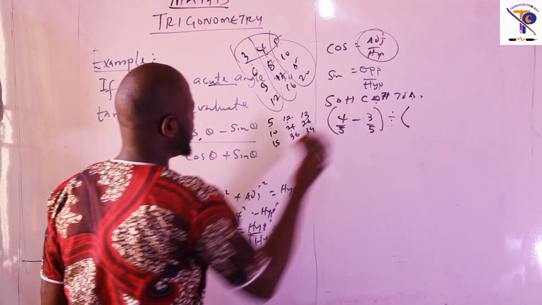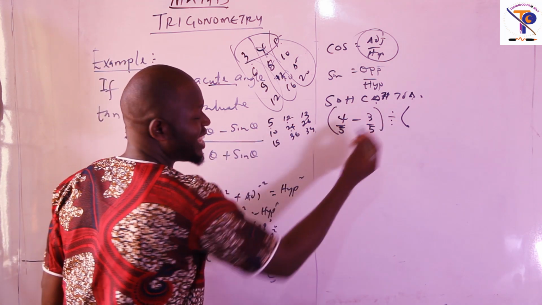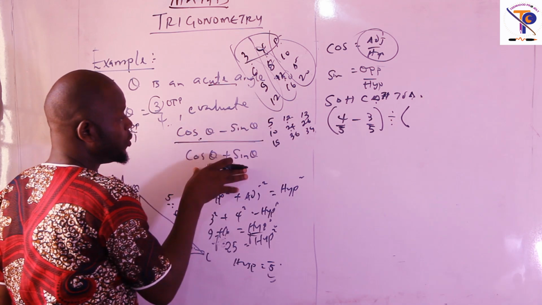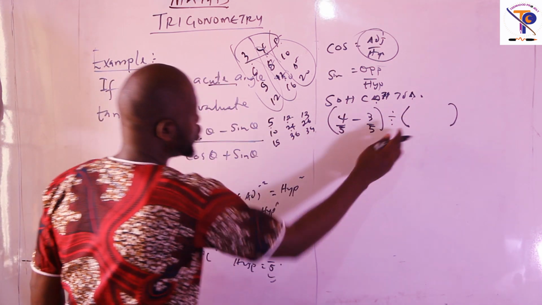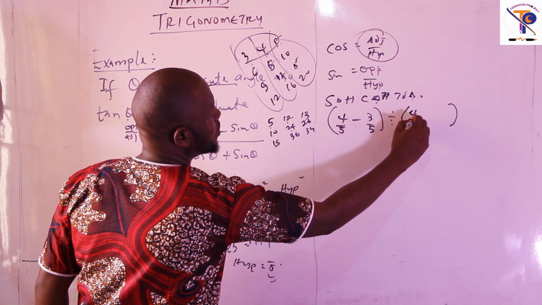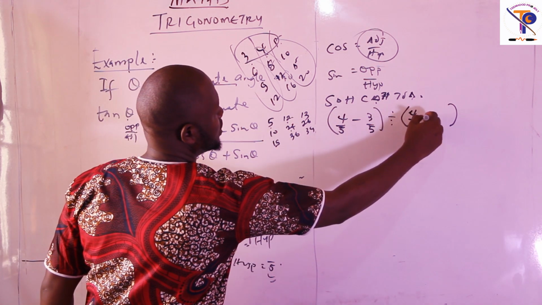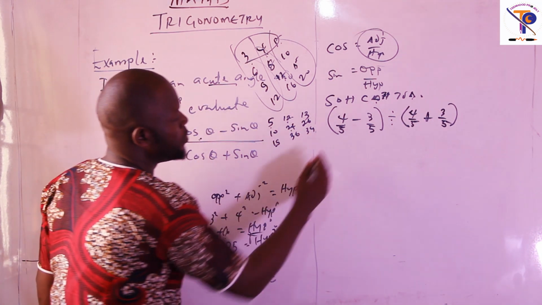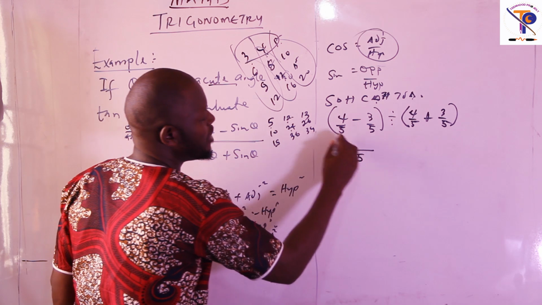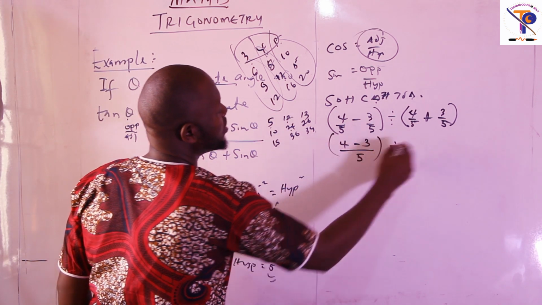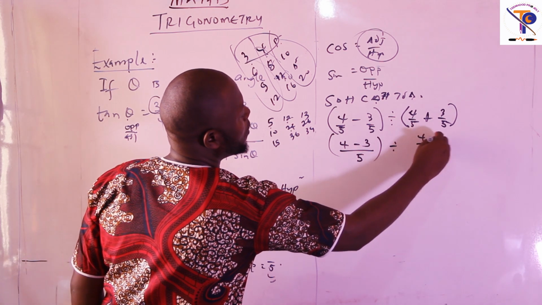So I have my division. Don't forget, this line is still the same thing as this. They are the same thing. To differentiate between numerator and denominator, that's why I placed the bracket there. For my denominator, I have cos, that is 4 over 5, plus this time 3 over 5, that is the sine. So from here, by LCM, I have 4 minus 3 divided by the LCM, 5, and 4 plus 3.